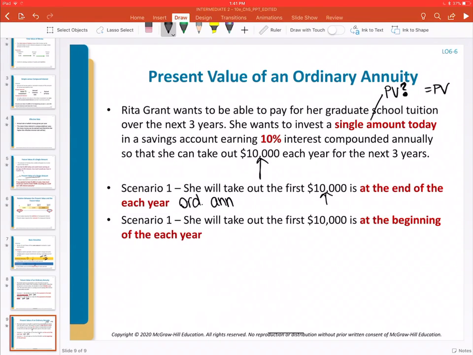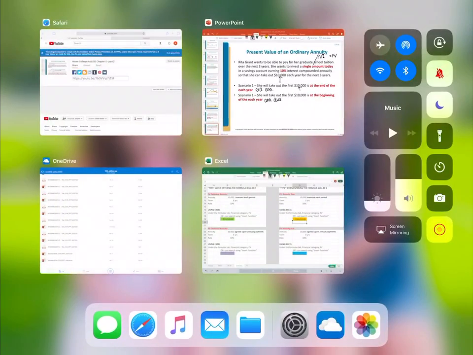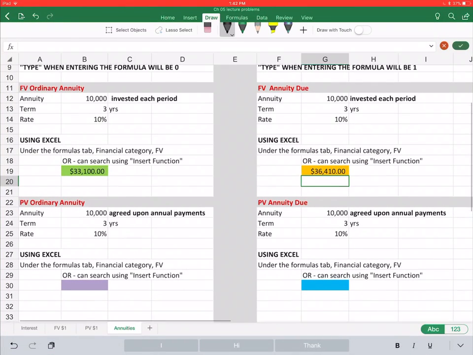And then scenario number 2 is when we want to take out that first $10,000 at day 1. On the very first day, we want to be able to extract that first payment of $10,000 out. So that's going to be an annuity due. So all of that data is included in our Excel spreadsheet.